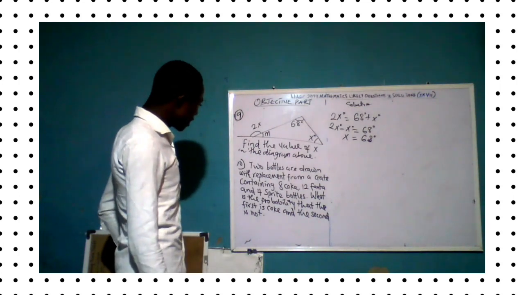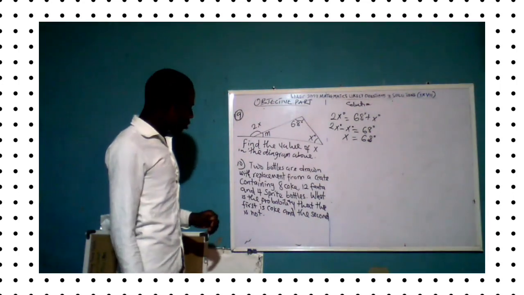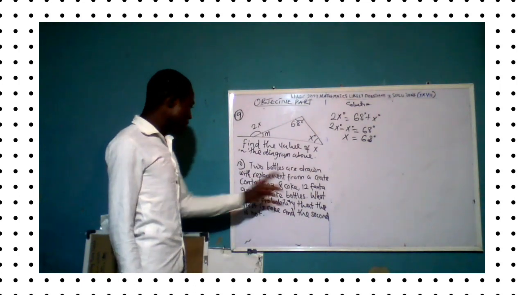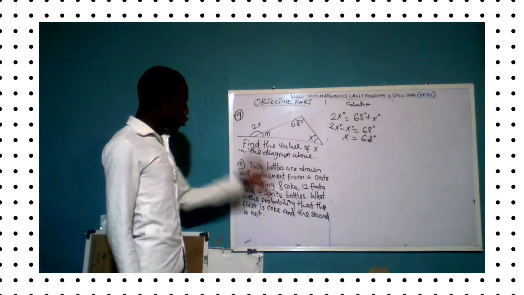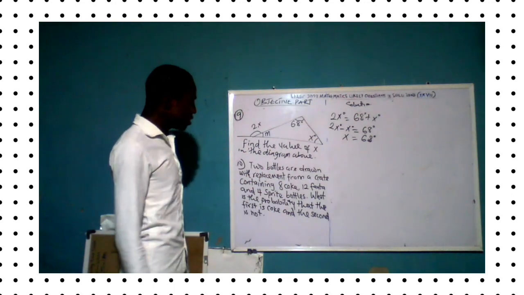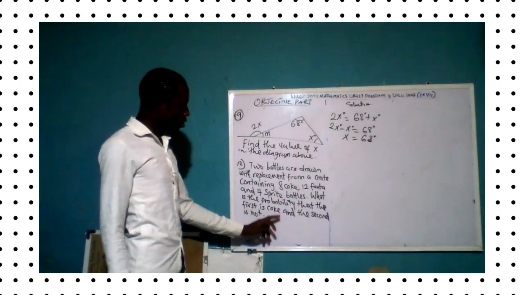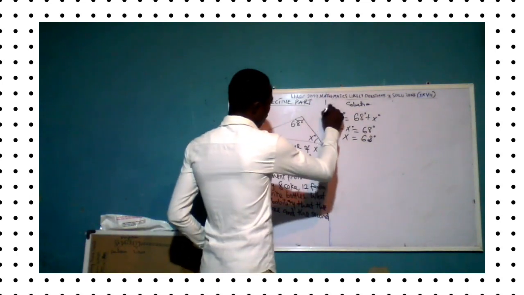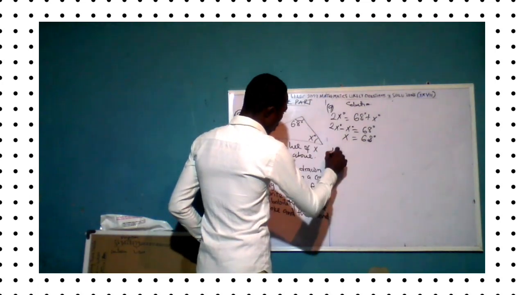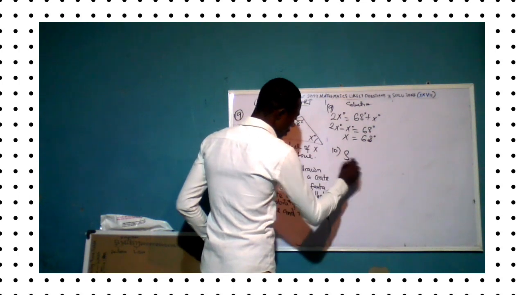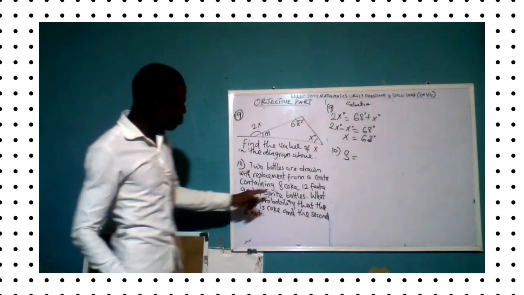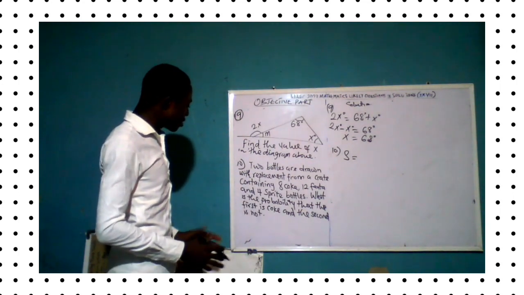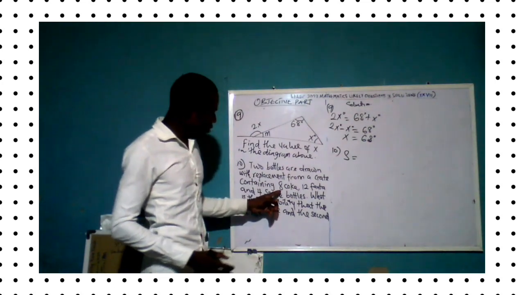All right. Now let's go to question number 10. This question is under probability as a topic. Two bottles are drawn with replacement from a crate containing 8 Coke, 12 Fanta, and 4 Sprite bottles. What is the probability that the first is Coke and the second is not? To start with, let's first determine our sample space, which can be determined by the number of bottles, irrespective of the types.